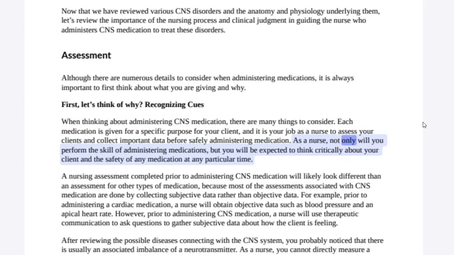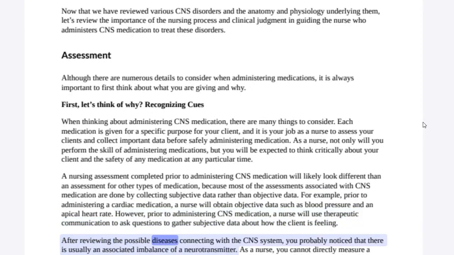As a nurse, not only will you perform the skill of administering medications, but you will be expected to think critically about your client and the safety of any medication at any particular time. A nursing assessment completed prior to administering CNS medication will likely look different than an assessment for other types of medication, because most of the assessments associated with CNS medication are done by collecting subjective data rather than objective data. For example, prior to administering a cardiac medication, a nurse will obtain objective data such as blood pressure and an apical heart rate. However, prior to administering CNS medication, a nurse will use therapeutic communication to ask questions to gather subjective data about how the client is feeling.